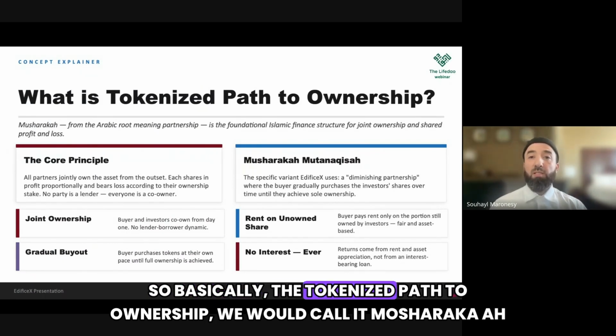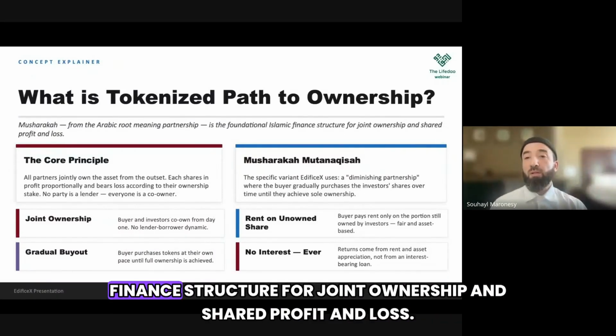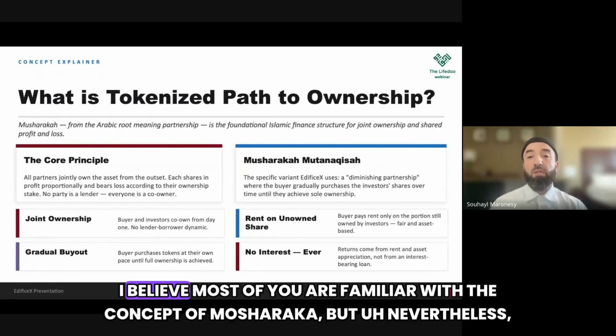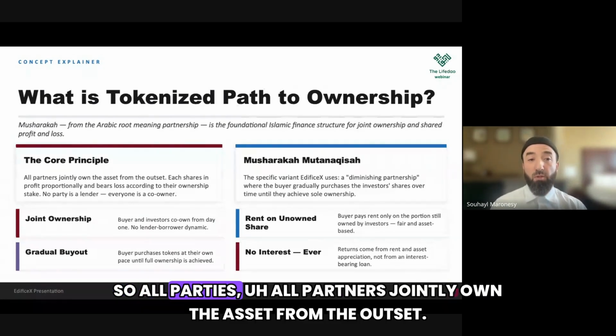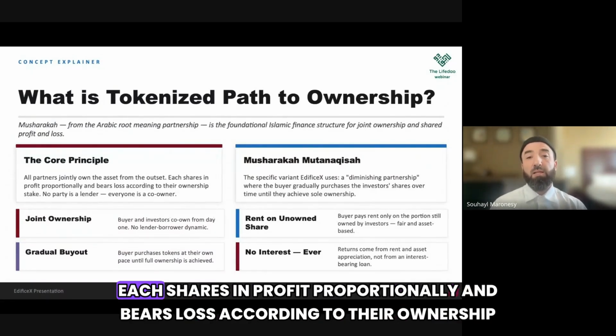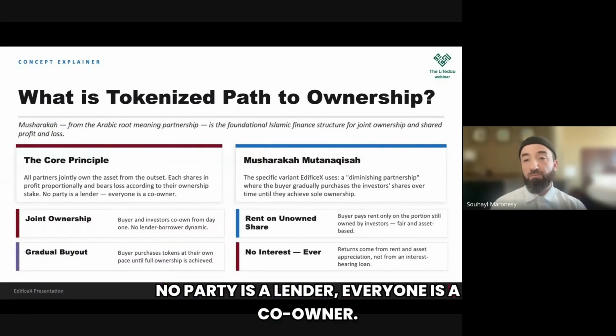So basically, the tokenized path to ownership, we would call it Musharaka, from the Arabic root word meaning partnership, is the foundational Islamic finance structure for joint ownership and shared profit and loss. And I believe most of you are familiar with the concept of Musharaka, but nevertheless, let me go over it. So all parties are all partners jointly own the asset from the outset. Each shares in profit proportionally and bears loss according to their ownership stake. No party is a lender; everyone is a co-owner, right?